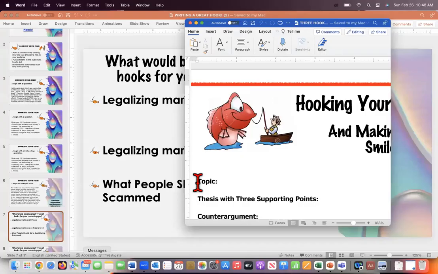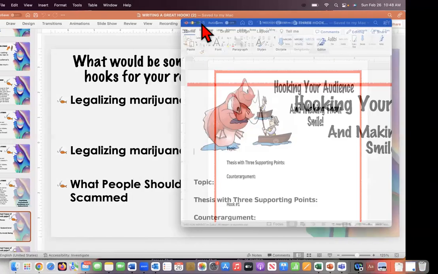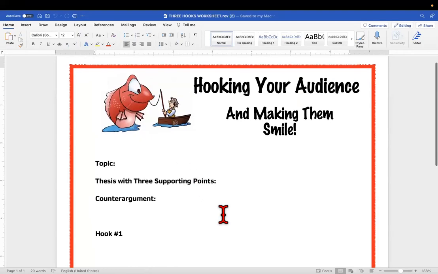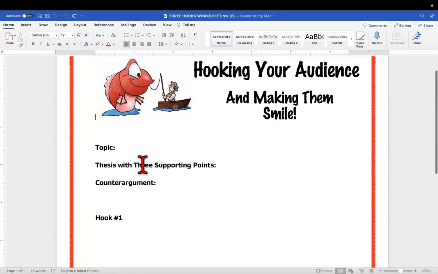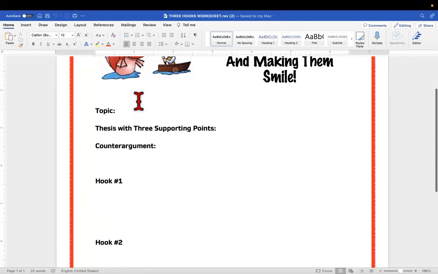Okay, here's the 3 hooks worksheet. I'm sorry, but I just love art. You're going to fill this out and then save it and then upload it by tonight. Put your topic there, so it could be shape-shifting AI. Thesis with the supporting points. So you got to have your argument, and the 3 main points must be clear.